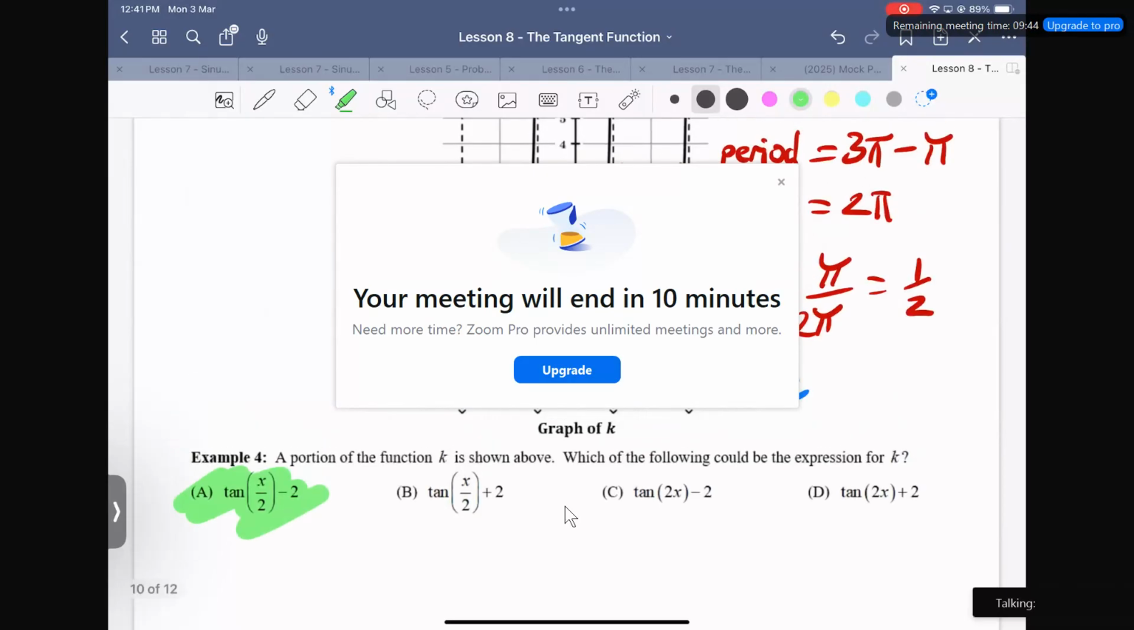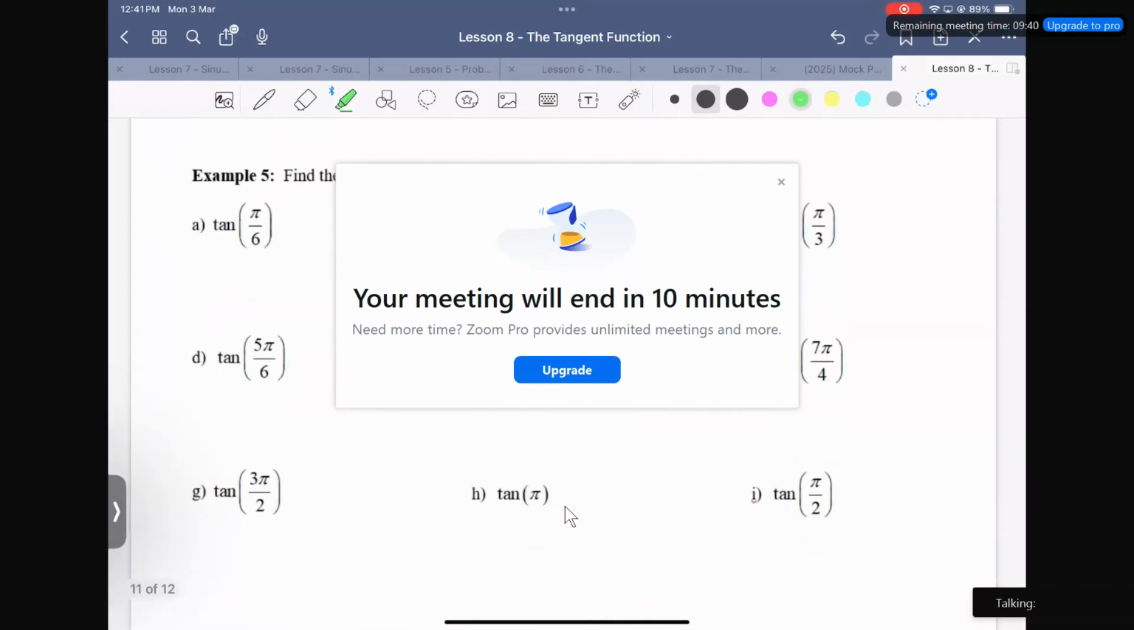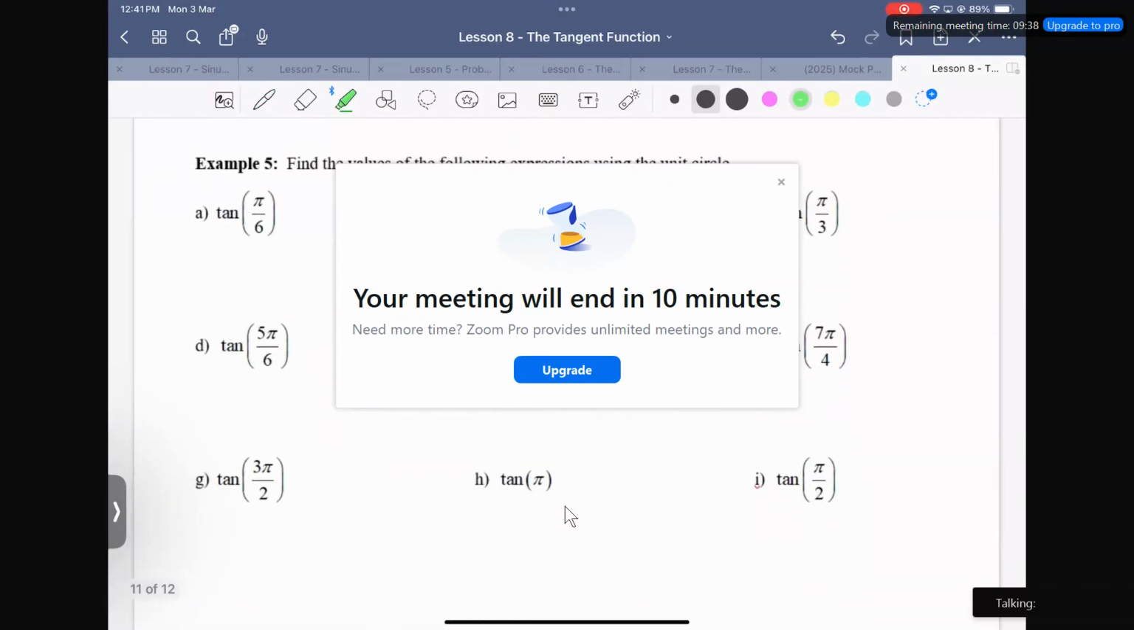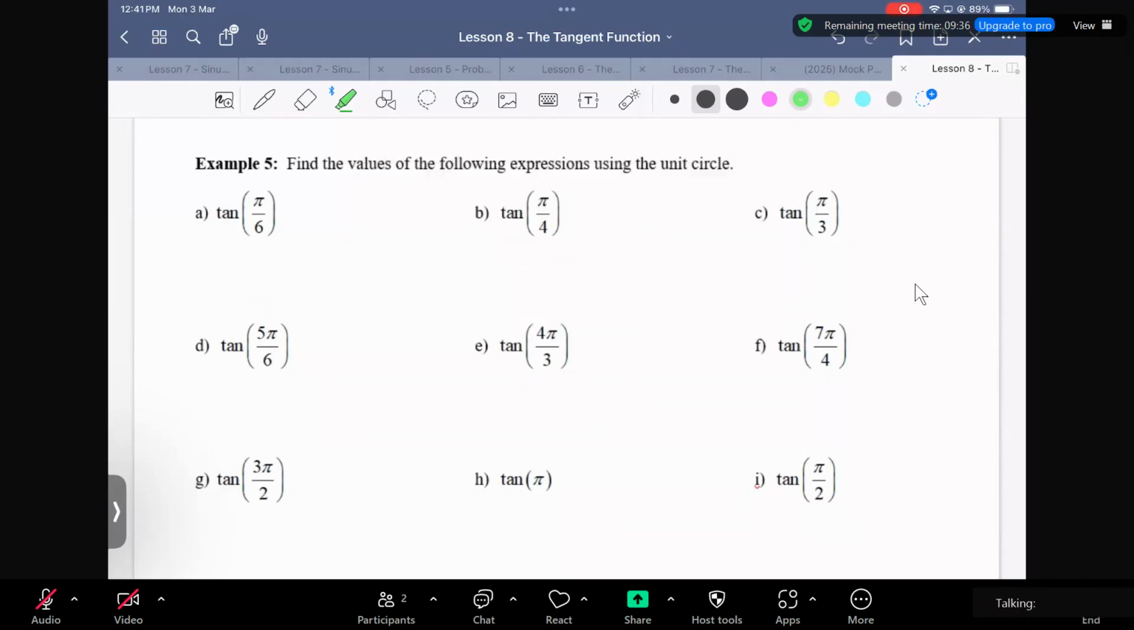Okay, have a go at these last questions to practice. I know you're going to do really well right here.